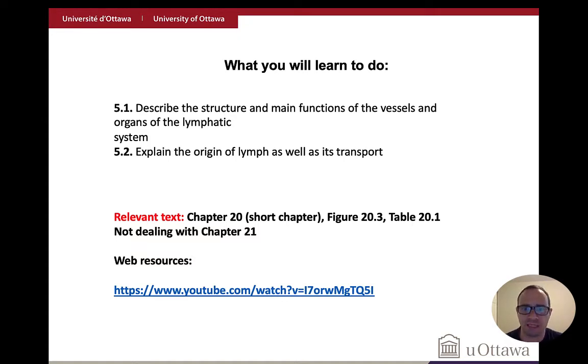The relevant text here is chapter 20. It's a very short chapter. We're not going to be dealing with chapter 21. There are some concepts dealt with in both chapters 20 and 21, but chapter 21 is more in-depth immunology, and this is information that you'll deal with in later courses, even in third or fourth year, on its own.